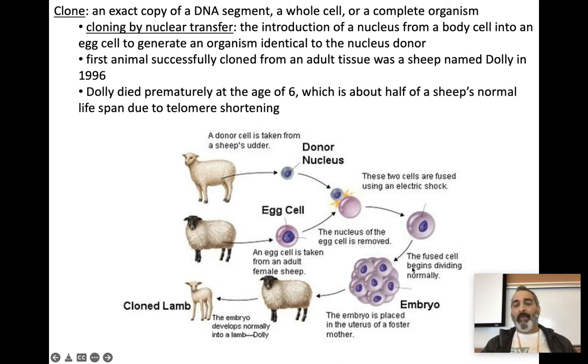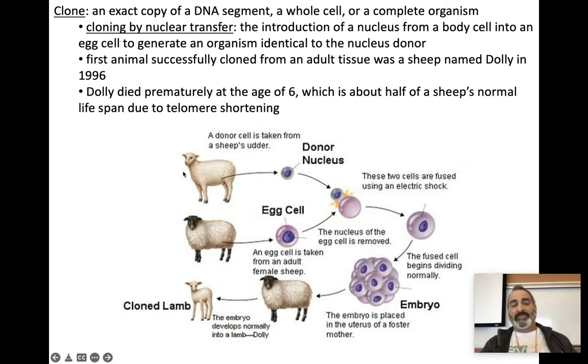And while it's in mama, this egg now is an embryo and it starts to divide and make more copies of itself. Okay. And then mama gives birth now to a clone of the original sheep. All right. So it all starts with putting a donor nucleus into an egg. The egg starts dividing. It gets put into the uterus, and then the mom gives birth to a clone of the original sheep.